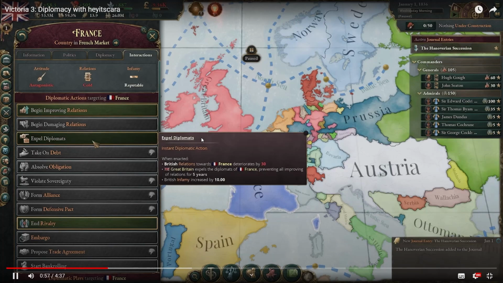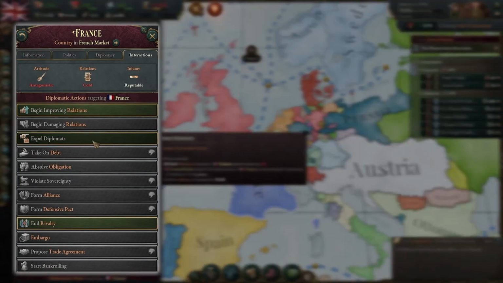If a country is in one of your interest regions, you can perform diplomatic actions with them.